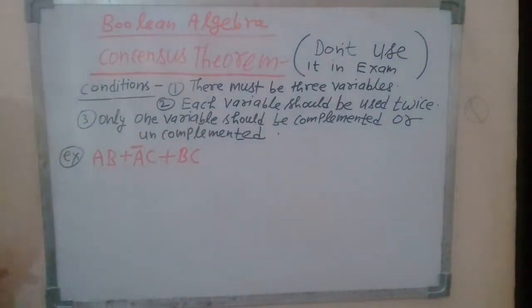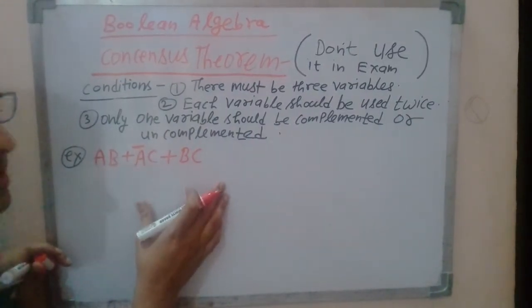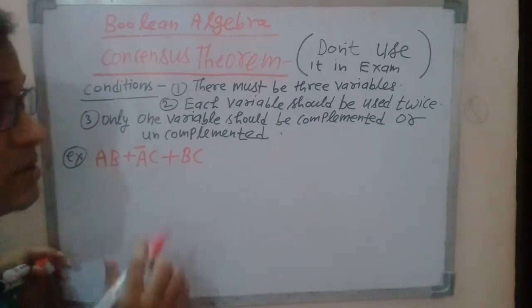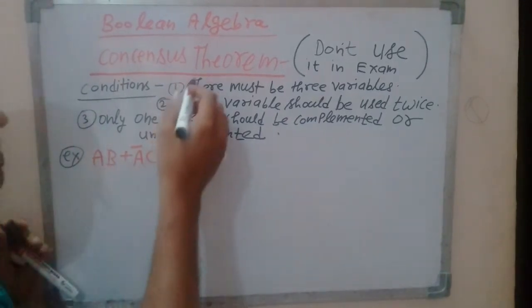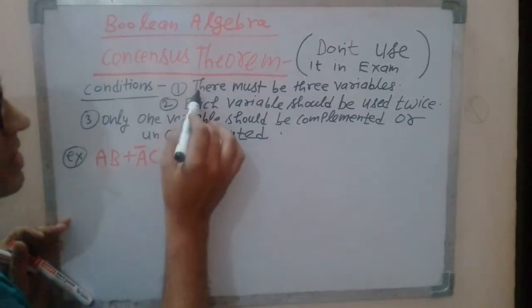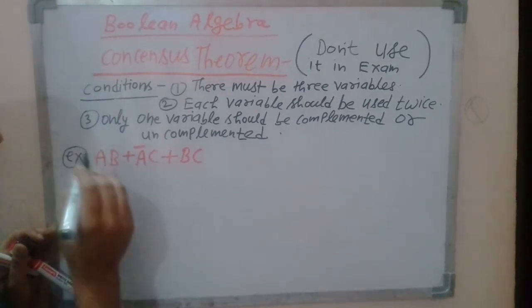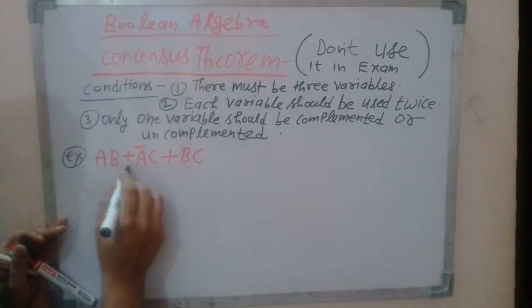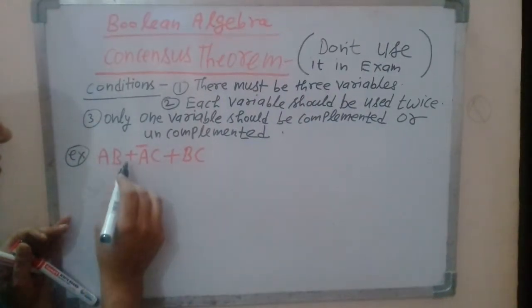Number 1, see here, this is a Boolean function. You have been asked to minimize this. What is that? AB plus A bar C plus BC. Check whether these 3 conditions are satisfied here or not to use this trick. First condition, there must be 3 variables. Check there are 3 variables or not. See here, A, B and C. There are 3 variables, variable A, variable B and variable C.